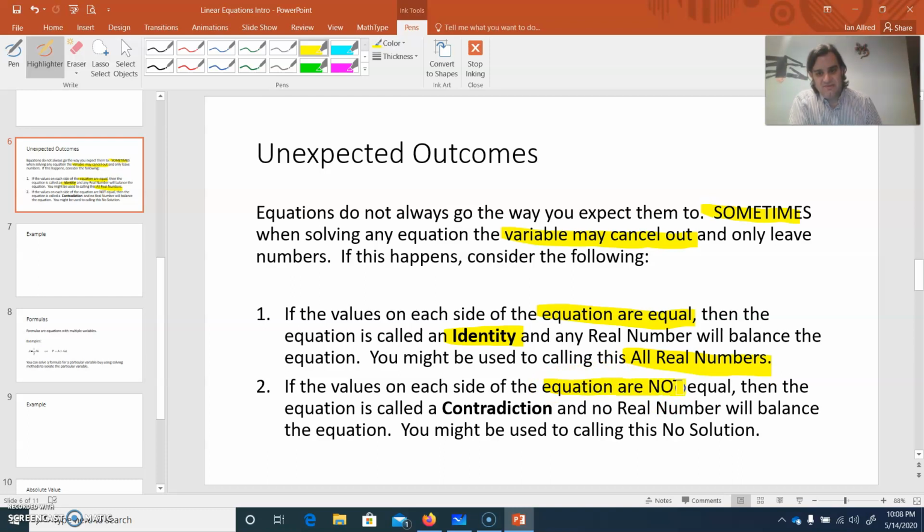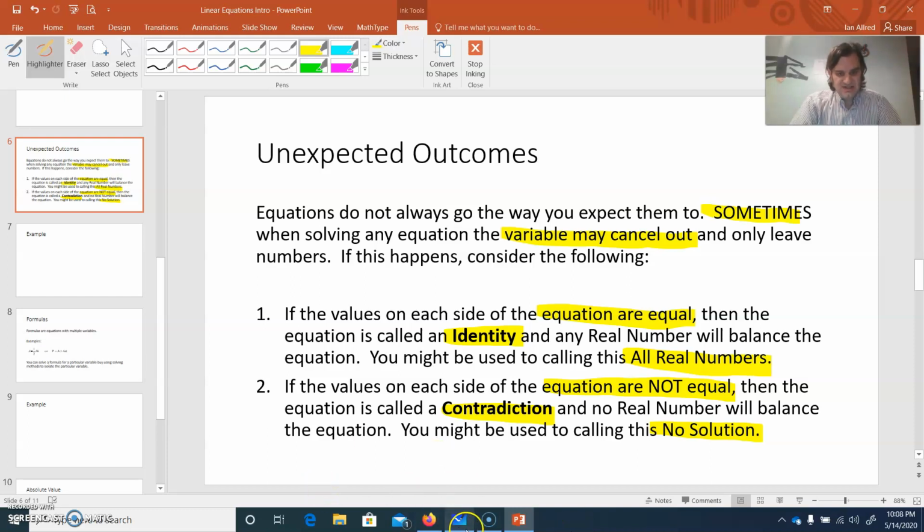Now, if you get down to two numbers and they're not equal, that's called a contradiction because they're not the same and they've got an equals between them. This means that nothing will work, no solution. There's nothing you could plug in that will make the left and the right side balance out. So that's where we just throw some gibberish down on the paper and it doesn't make sense. When we start trying to solve it, it just doesn't work out for us.